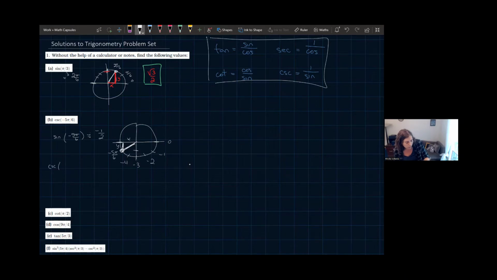Finally, I wanted cosecant. I didn't want sine. So cosecant is 1 over sine. That means that my answer is 1 over negative 1/2, which you can, of course, rewrite as negative 2.